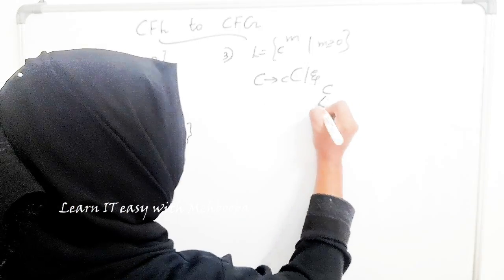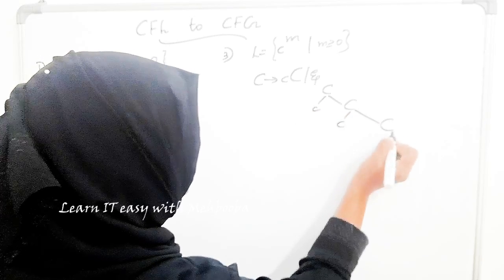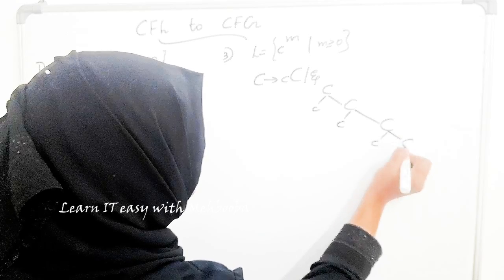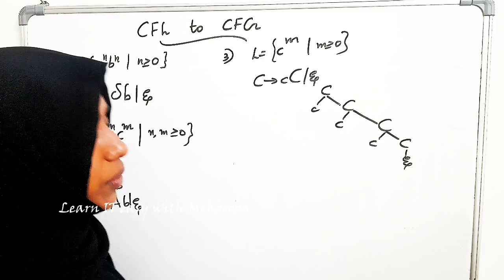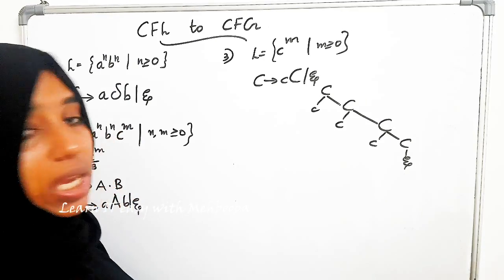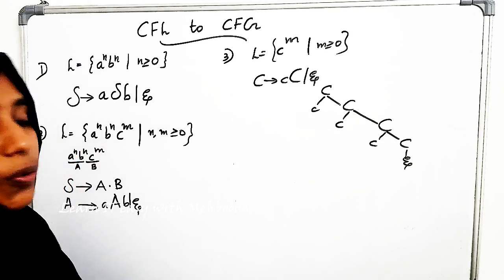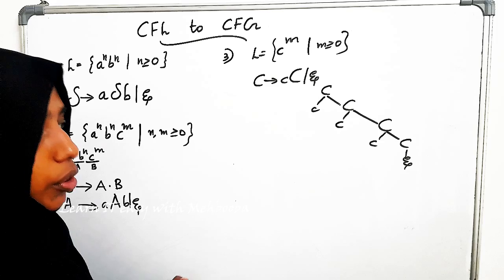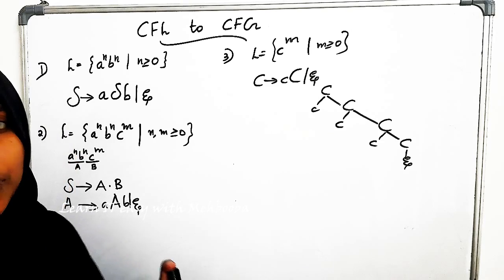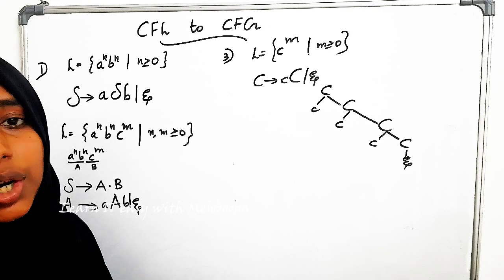For example, C derives CC. Now this C can again derive CC, the C can again derive C, and when you are done with it, you can stop the process by substituting epsilon. Please understand that when you finally derive a string, the string should contain only terminals. No non-terminals are allowed, so if you have any non-terminal, you have to substitute it with epsilon.